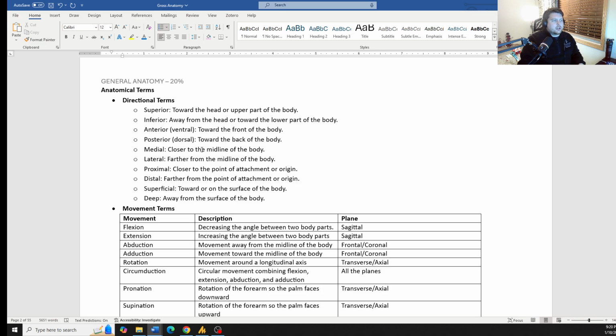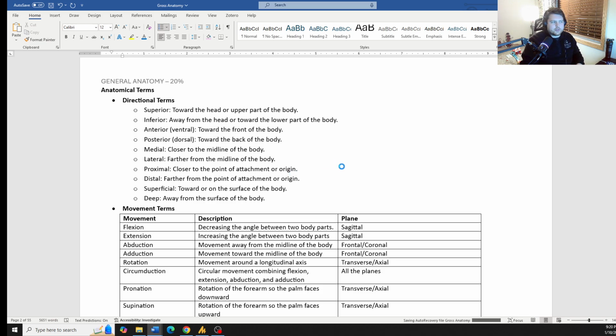Medial, it's closer to the midline of the body, so kind of approaching that median line, like the sagittal line. Lateral, you're going further away from the midline. Proximal, this is going to be closer to the attachment or origin. So we're going like from the appendages. Proximal is going to be closer towards the main body. Distal is going to be further away from the main body.